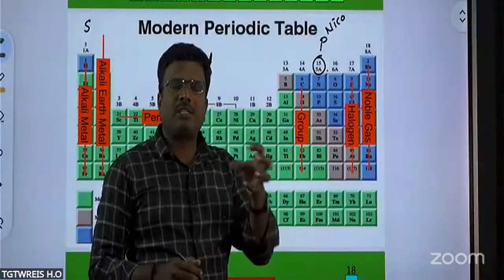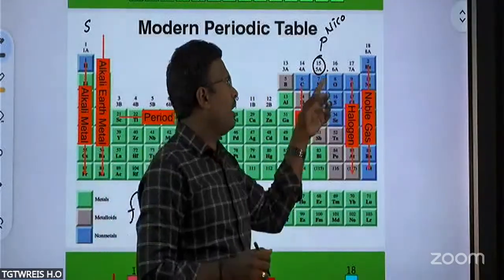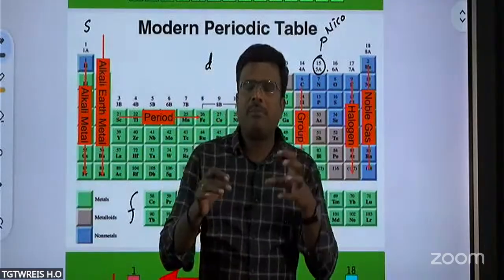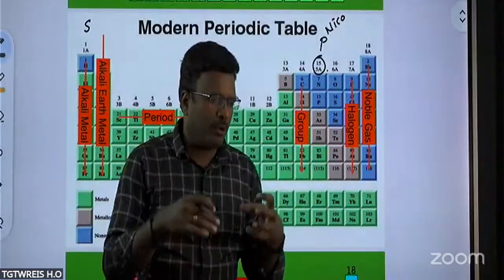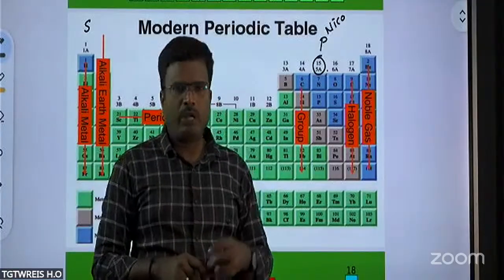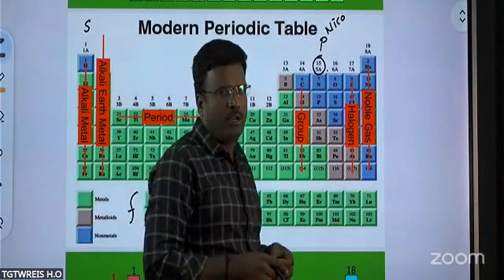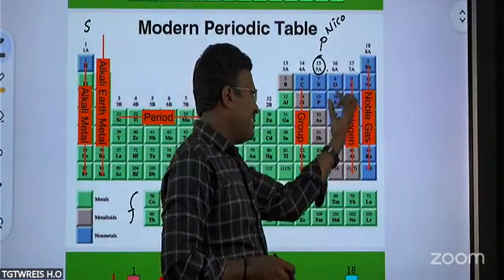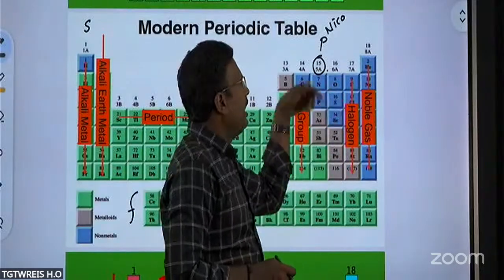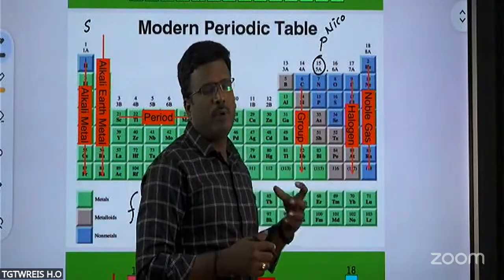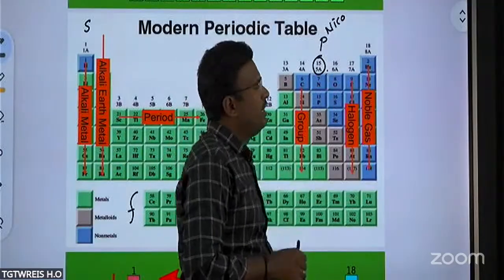The sixth A group, or 16th group, of elements is called chalcogens. These elements are especially obtained from ores. The raw material of a metal is called an ore. These elements are extracted from the ore, and that's why the name is chalcogens. That is the 16th group.